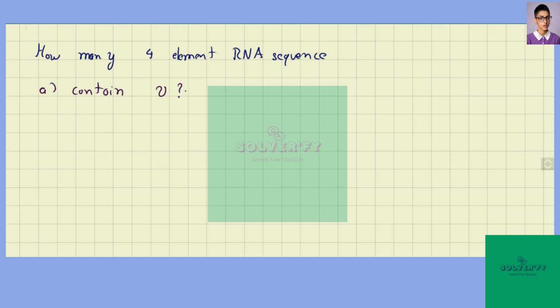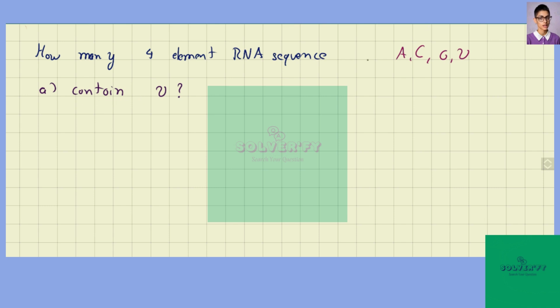Hello there. So for this exercise we need to count how many 4-element RNA sequences contain U. Let's remember that the bases that compose RNA are A, C, G, and U. A is for adenine, C is for cytosine, G is guanine, and U is uracil. So technically we need to see how many of those 4-element RNA sequences contain at least one U, right? So that's the idea of containing a uracil.